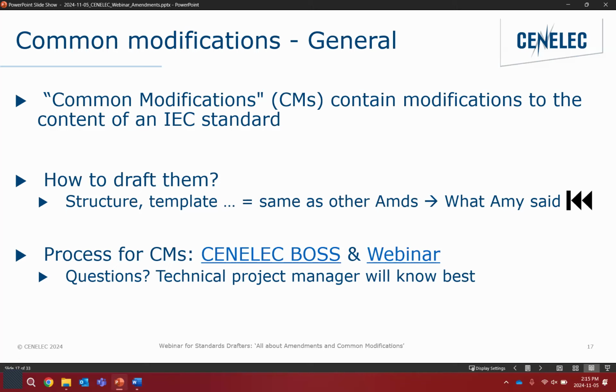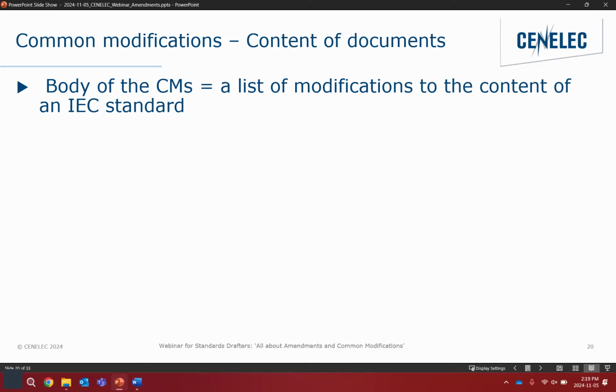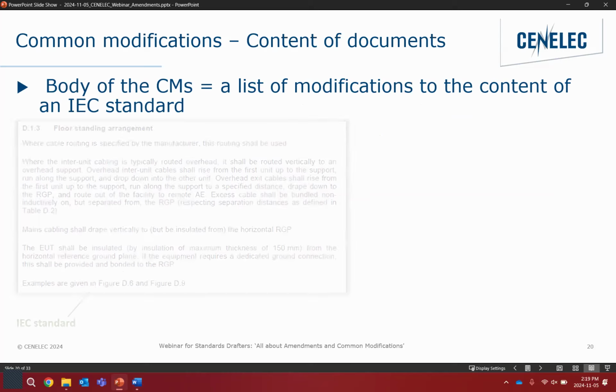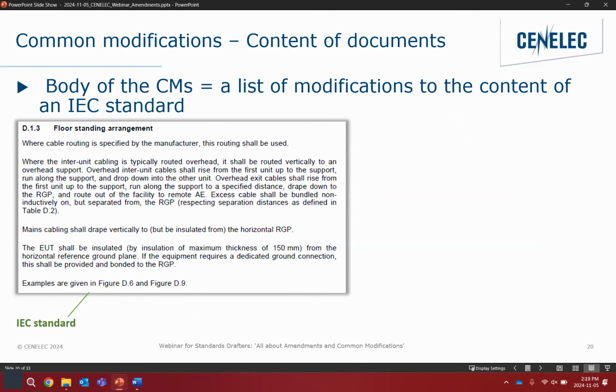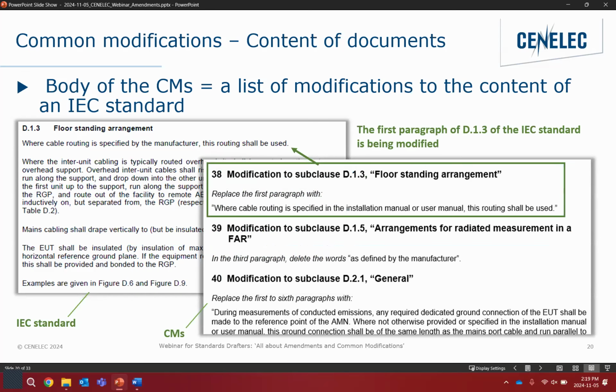Now, let's dive into the actual content of these documents. The body of the common modifications will be a list of modifications to the content of an IEC standard. For example, you see here a subclass D13 in an IEC standard. And if by common modifications this subclass needs to be modified, this is what your common modifications could look like.